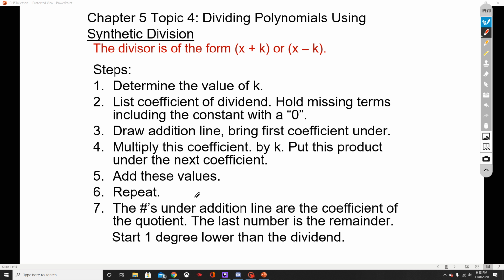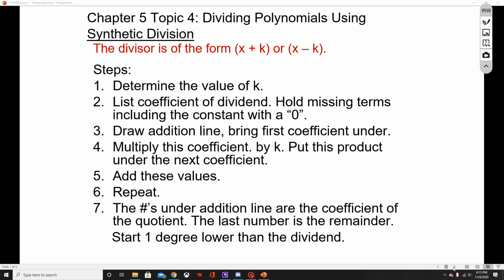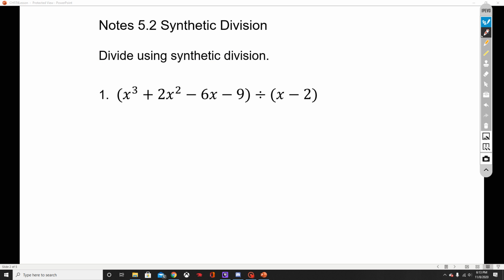Now I'm going to show you all these steps. You can pause this and look at these steps and write them down and read them, but I'm going to go through them as I do a problem. Our basic setup for this type of division is going to start with an upside down division symbol, like this.